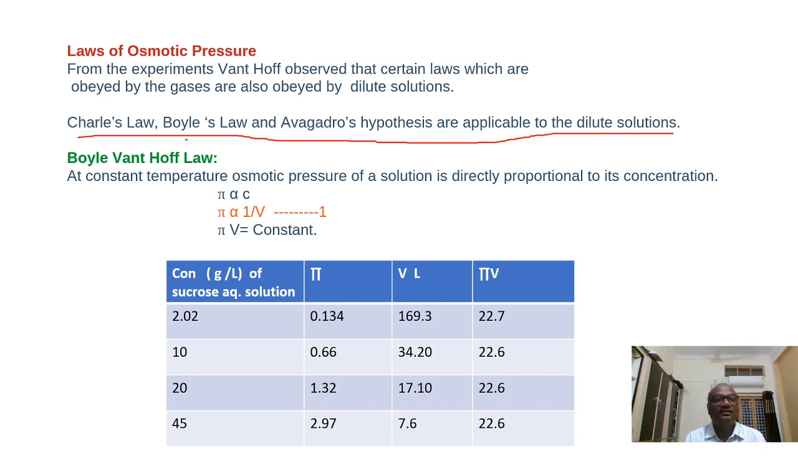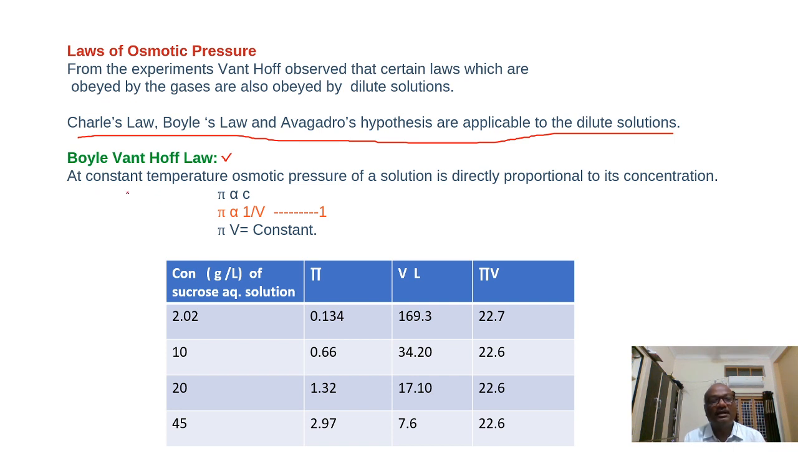Let me see the first one. The first one is the Boyle's Van 't Hoff law. Before that, what is the meaning of Boyle's law? Let us once again recapitulate it. According to Boyle's law, the pressure is inversely proportional to the volume of a given mass of gas at constant temperature. Now let me see the Boyle's Van 't Hoff law. Similar to Boyle's law, we can define this.